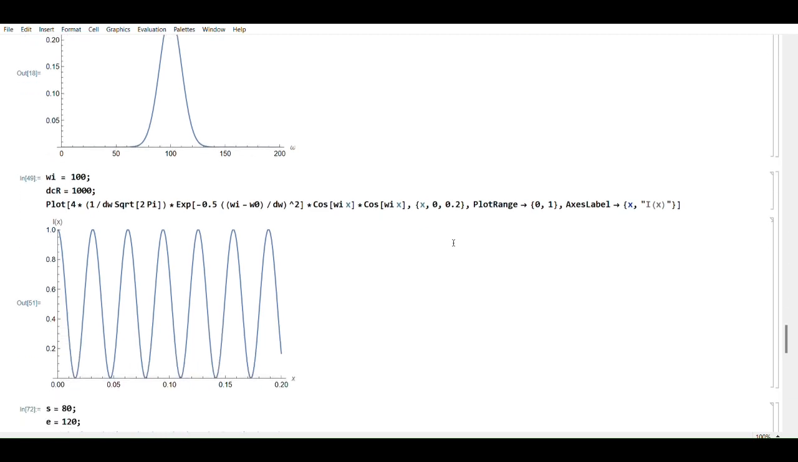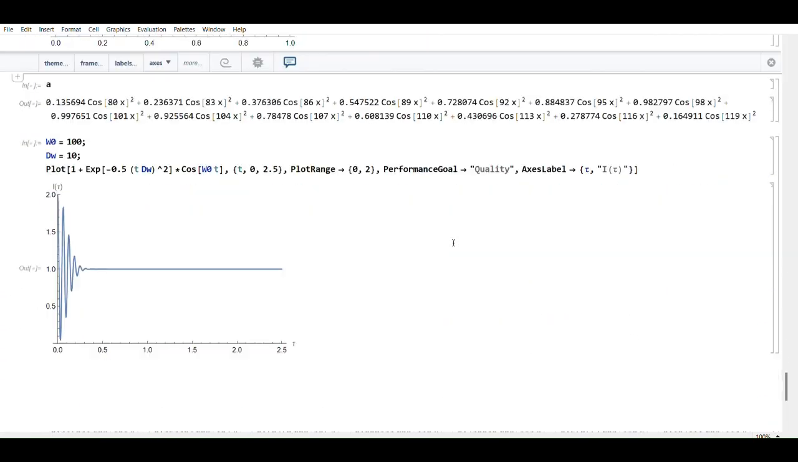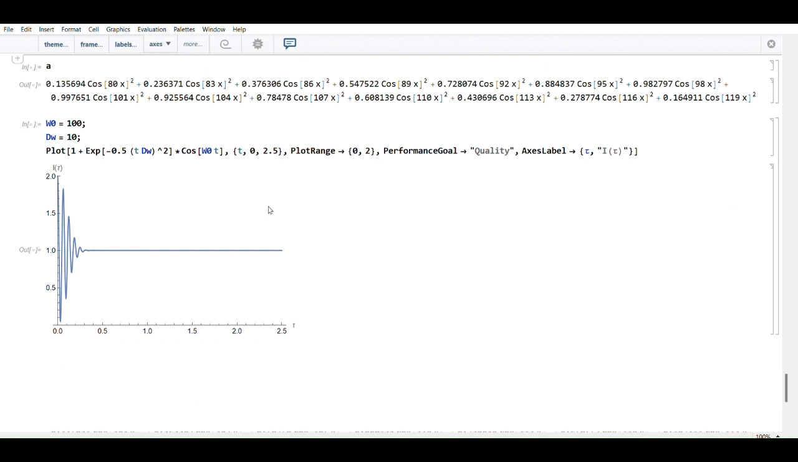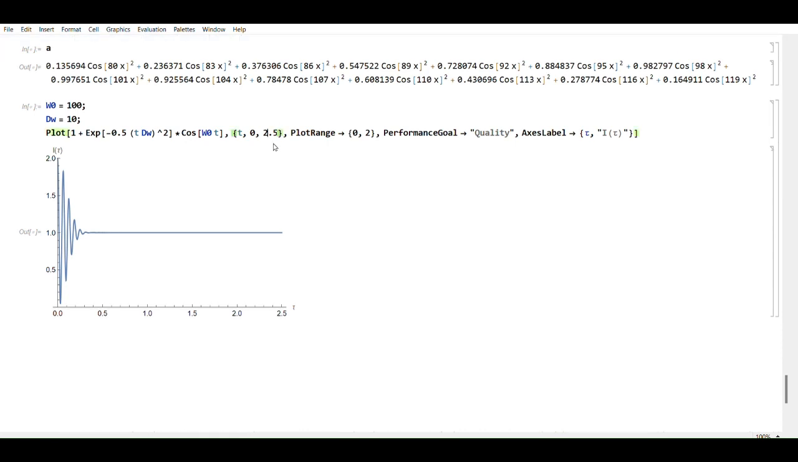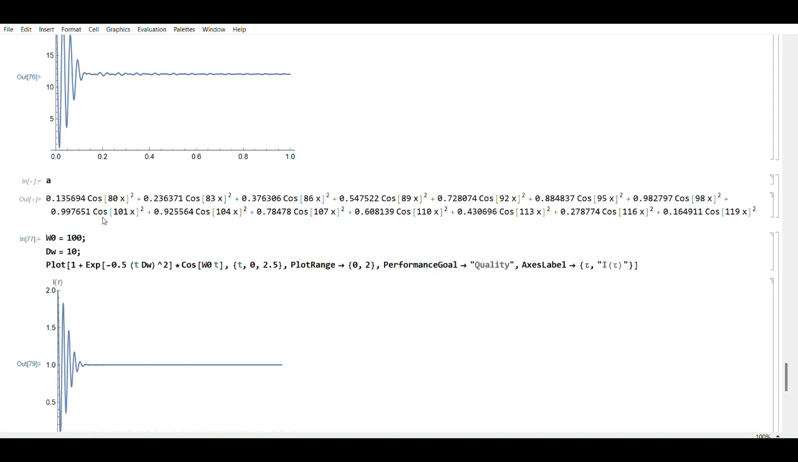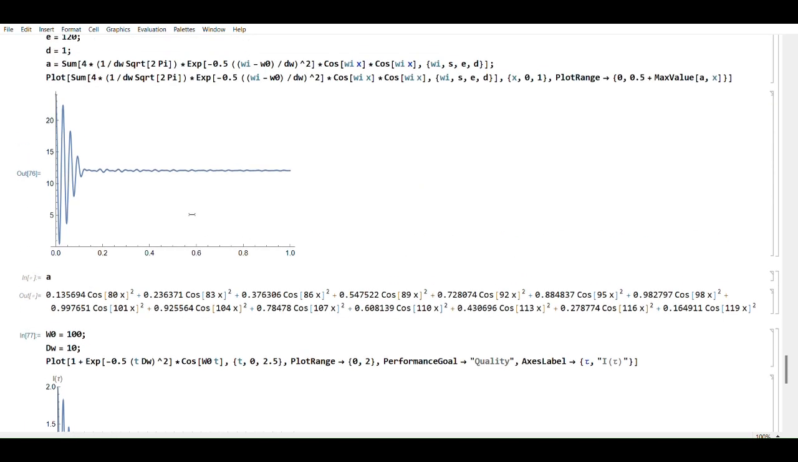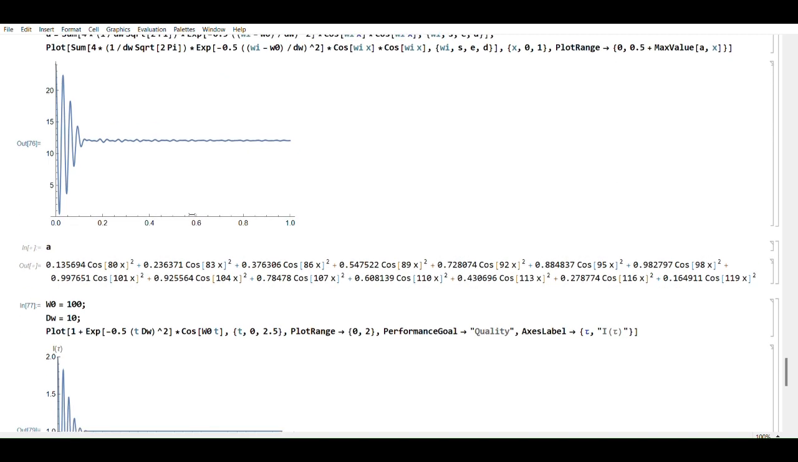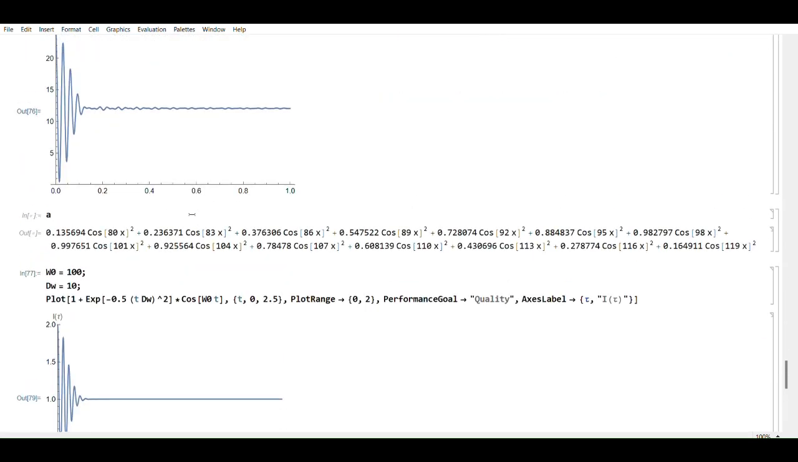So I'm back here in my Mathematica screen, and here I have written down the expression for the intensity as a function of tau, because tau is simply proportional to x. So let me run this. And you see, this is the plot which is structurally similar to what we had obtained using our intuitive method. This plot is for the mathematically rigorous method.